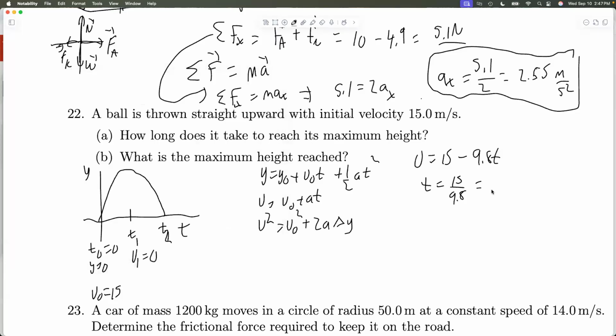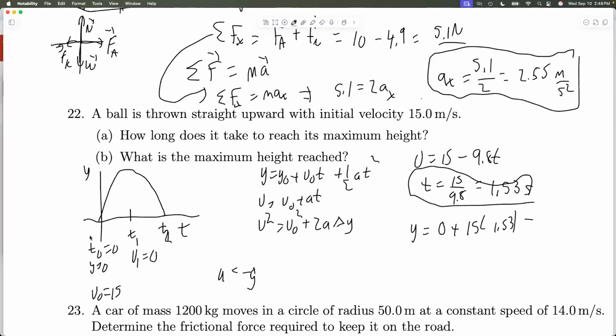1.53, sure. Always go at least 2 places. And then y at that time will be 0 plus 15 times 1.53 minus 4.9, half of a. Remember, a is negative g. G is always a positive number. We decided right here that up is the positive direction, so a is negative. And half of g would be 4.9 times 1.53 squared.